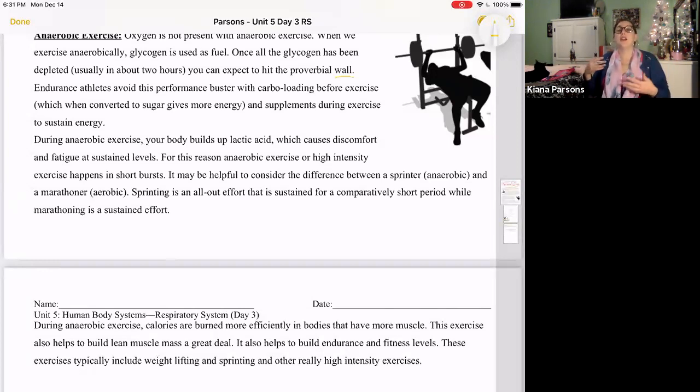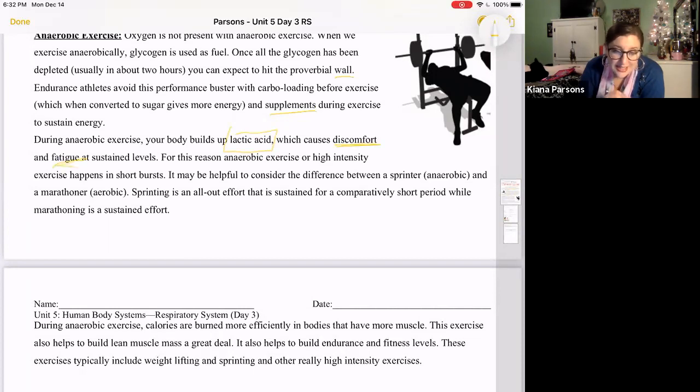Instead, what endurance runners might do before running a really long race, like a marathon, is eat a large amount of starchy carbs like pasta or potatoes to give them long lasting, sustainable energy the following day. They also have supplements during their exercise that have glucose and electrolytes to sustain their energy.